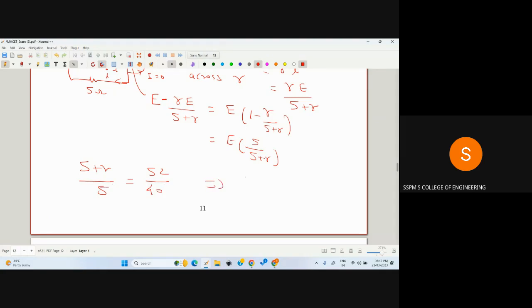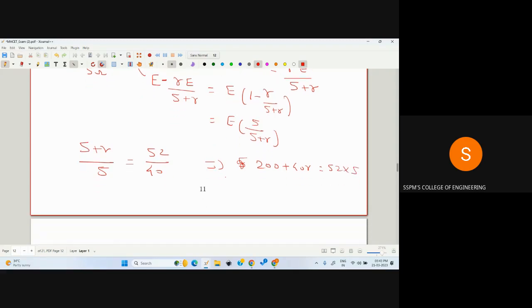It gives 40 into 5 gives 200 plus 40r is equal to 52 into 5. 40r is equal to 52 into 5, how much is that? 5 into 2 is 10. 5 into 5 is 25, 26. 260 minus 200.